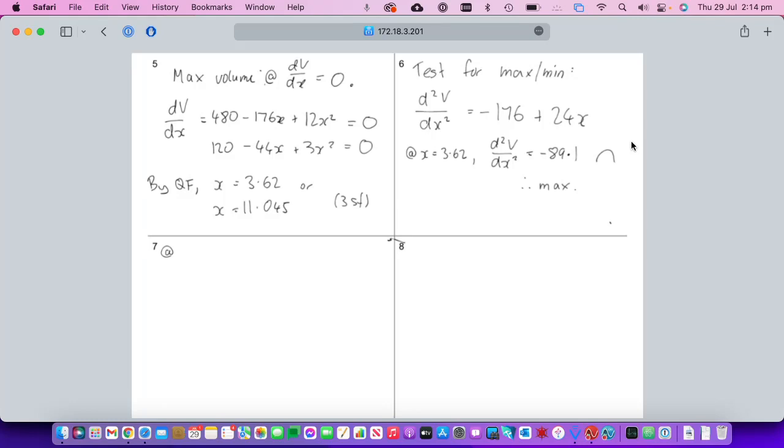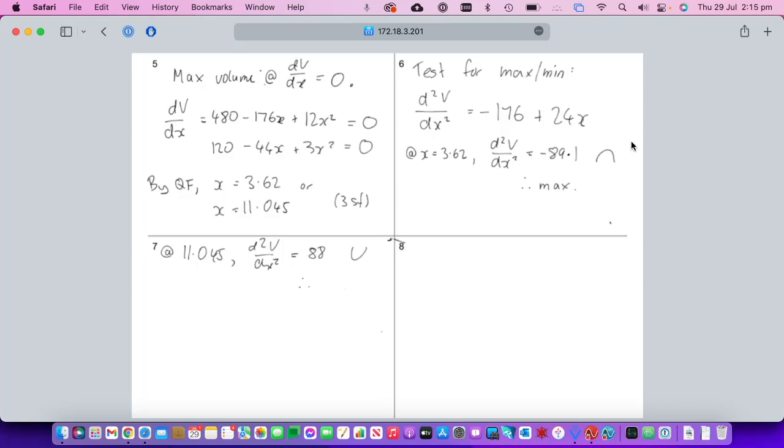At x equals 11.045, d2v dx squared is equal to 88. It's probably 88 point something, but let's write 88 down. It's positive, therefore a minimum.